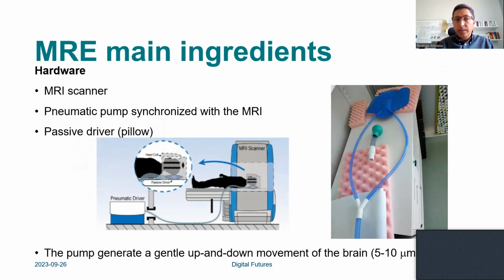Let's go more into the details of MRE. So first, we need hardware, of course. We need an MR scanner. And then we need a pneumatic pump that is synchronized with the MRI. And this is out of the MRI room. So this is connected with a hose to a pillow. This is the one that we are using here. And as I said, it creates these gentle movements of the brain tissues, with high frequencies of 50, 60 hertz.